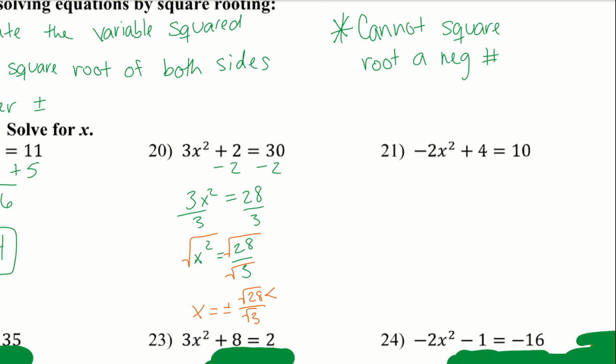So I have 28, which ends up being 7 times 4. Oops. Not 4 times 4, 7 times 4, and then my 4 is 2 and 2. So I now have a pair of 2's and a 7 left over. So let's write this up here. x equals plus or minus 2 root 7 all over the square root of 3. And to get rid of that square root in my denominator, I'm going to multiply the top and bottom by the square root of 3.